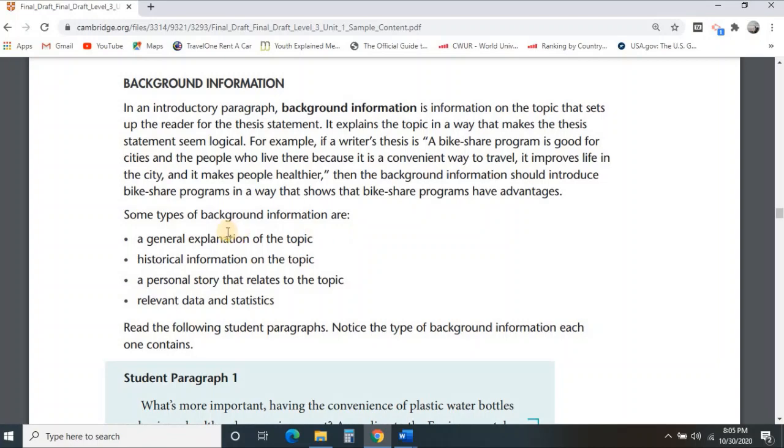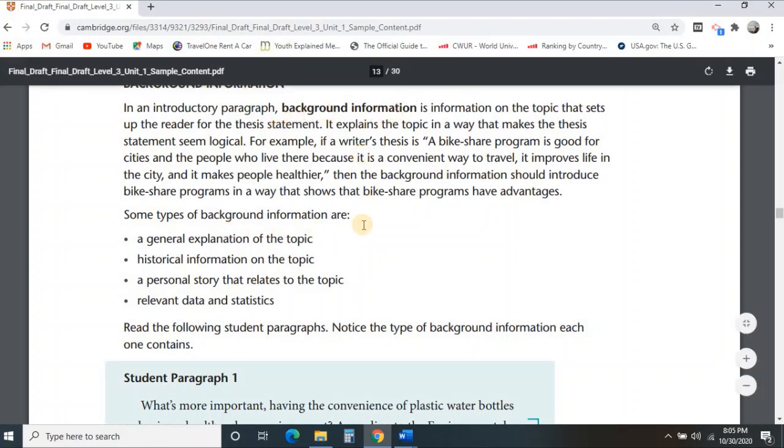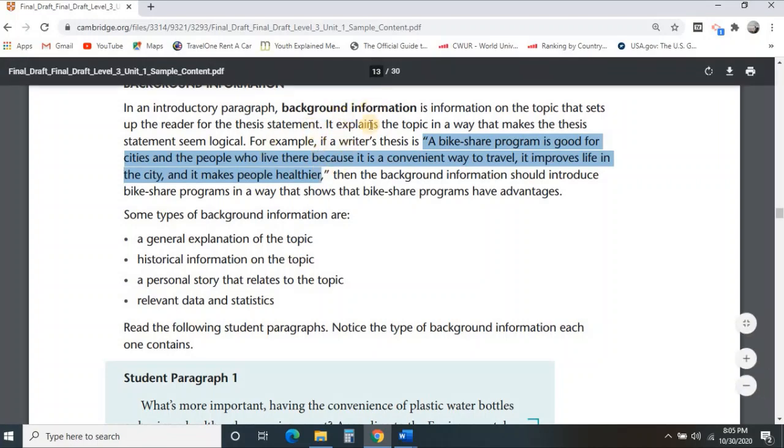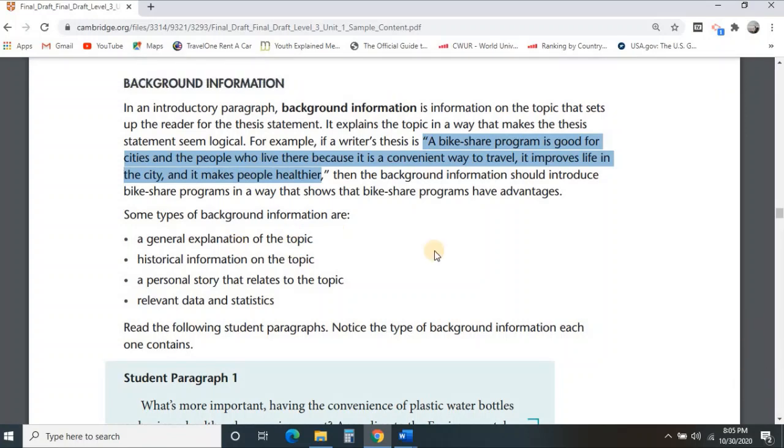You have to follow one of these types of sharing background information about the topic. The first type is a general explanation of the topic. If you think that the topic needs some explanation before you state your thesis statement, make sure to provide a little background information in a way that you can explain the topic to the reader and give him or her some important information about the topic. Or if the topic is simple and clear, then you don't have to define the topic or give an explanation.